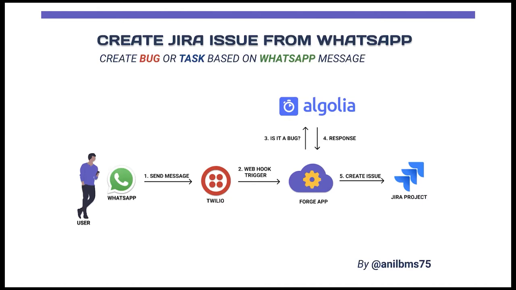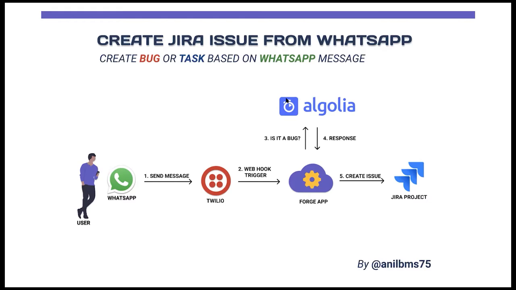I was thinking, what if those people who are not familiar with the Atlassian tools, like normal users, most of whom use WhatsApp, could somehow submit or create bug tickets or tasks using a WhatsApp message? And how I created this: with a Forge app, I can have a trigger. I can send a text message as a bug or a ticket, and using a Twilio service, I can check if it's a bug or a task based on the description.